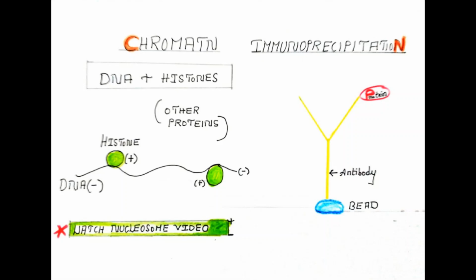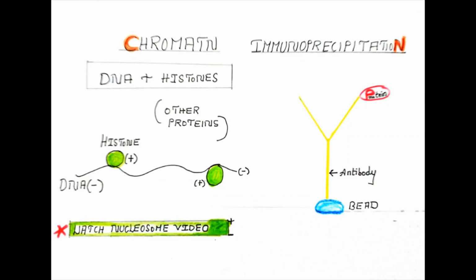And here the second word, that is immunoprecipitation. Precipitates, settles. Immunoprecipitation. Here you are observing a yellow colored antibody, a red colored protein and an insoluble bead.